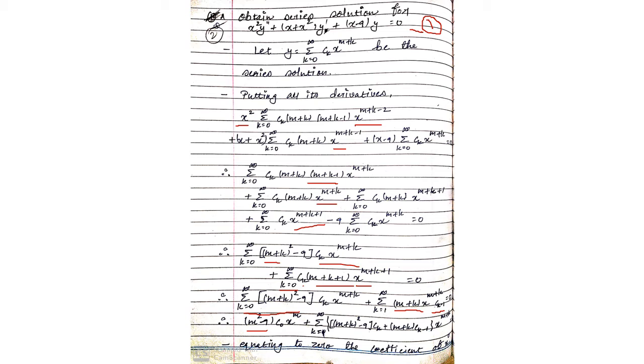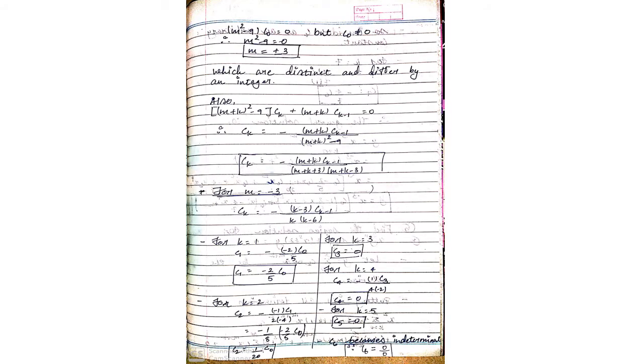So first term equals 0, second term equals 0, and the third term, if there is any. But here we have only two terms, so both terms equal 0. So the first term, that is (m² − 9)c0 equals 0. I have written it here, but as we know c0 cannot be 0, so what will be the solution? m² − 9 equals 0, right? So the values of m will be m equals plus or minus 3. From this we can write that the roots are distinct and differ by an integer.